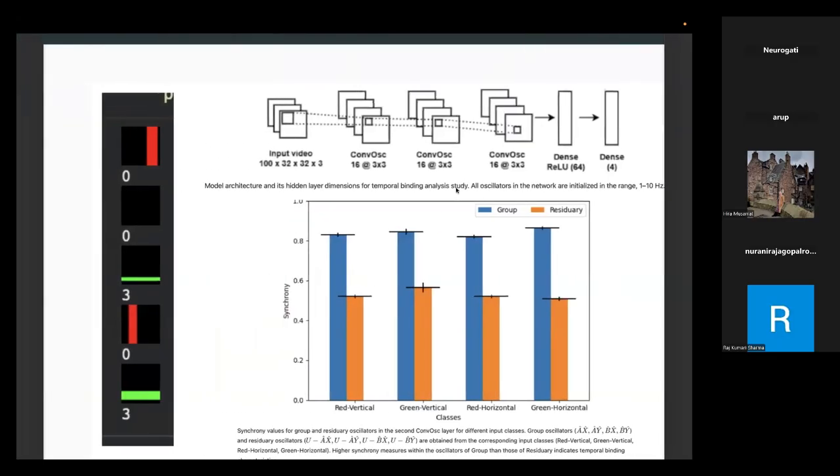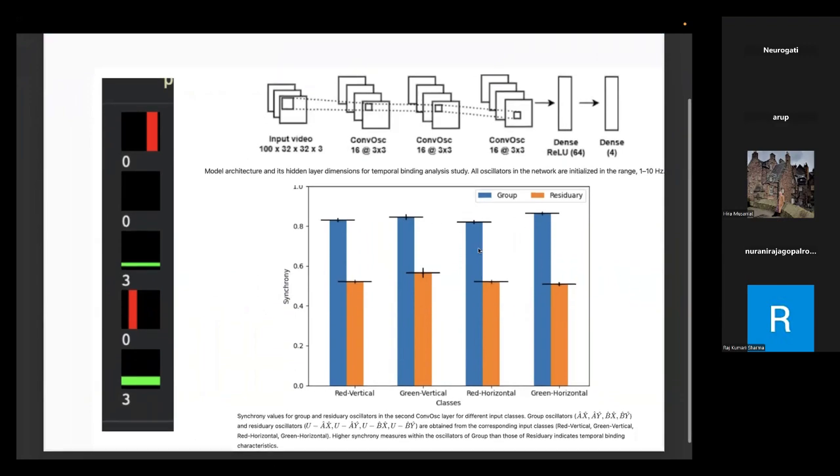For this, we constructed what is called a convolutional version of an oscillator network. The input video comes in, there's a convolution layer followed by an oscillatory layer, then a convolution layer followed by an oscillatory layer, and a convolution layer followed by an oscillatory layer with a dense layer output. Again, we use the RAM classification. And what we show here, in this figure at the bottom, is what is called temporal binding.